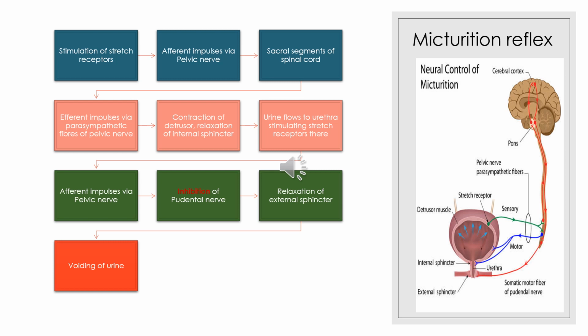Now, the micturition reflex. We have seen that the urge to pass urine is initiated when the bladder gets filled and is sensed by the stretch receptors in the bladder wall. When the stretch receptors are stimulated, the afferent impulses are generated and carried by the sensory nerve fibers of the pelvic nerve, and these impulses reach the sacral segments of the spinal cord.